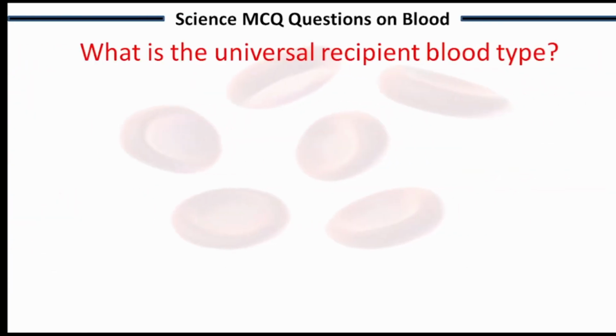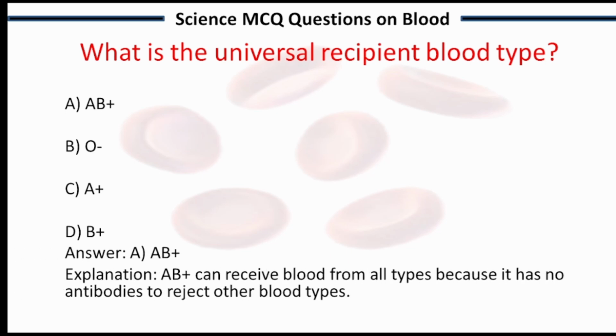What is the universal recipient blood type? Option A, AB positive. Option B, O negative. Option C, A positive. Option D, B positive. The universal recipient blood type is AB positive. AB positive can receive blood from all types because it has no antibodies to reject other blood types.